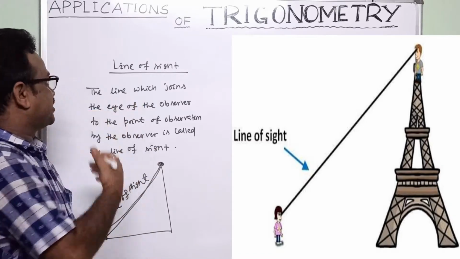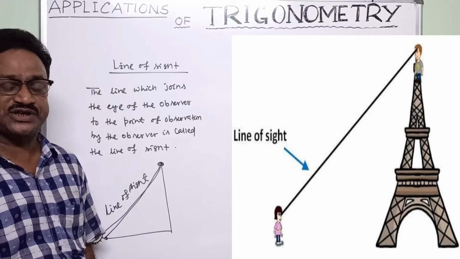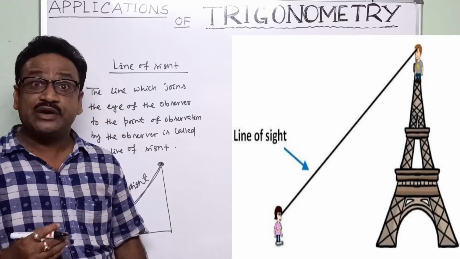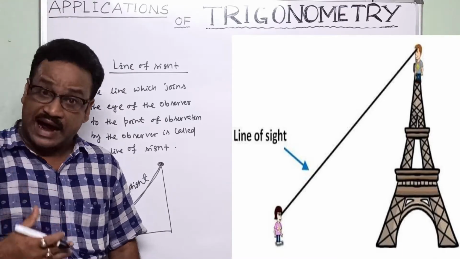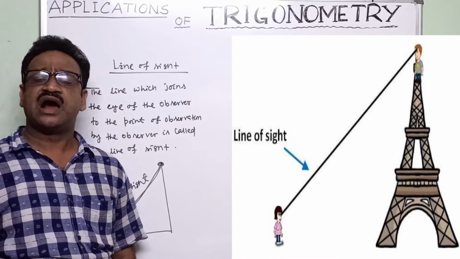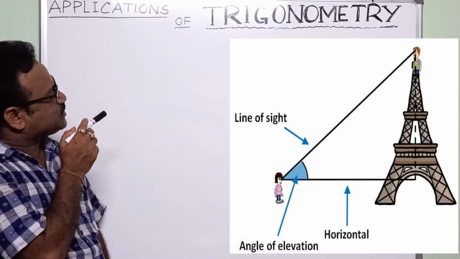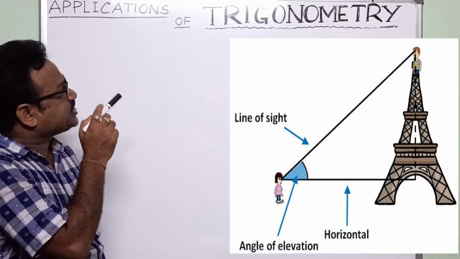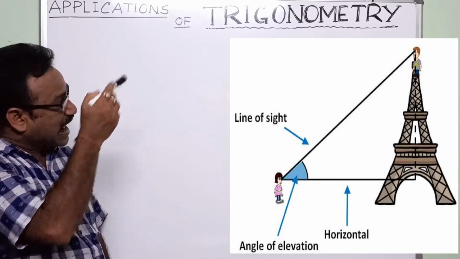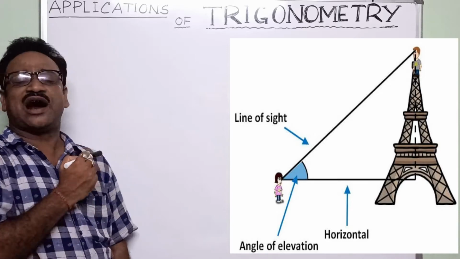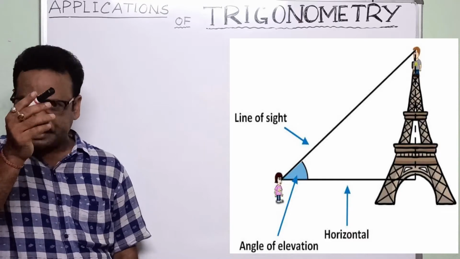After it, we will discuss the angle of elevation. The angle of elevation comes to our mind when we raise our head and look at what is above us. Now look at this figure. Here the girl is watching the boy who is standing on the tower. The line joining the eye of the girl and the point of observation of the boy is the line of sight. Already you know it.